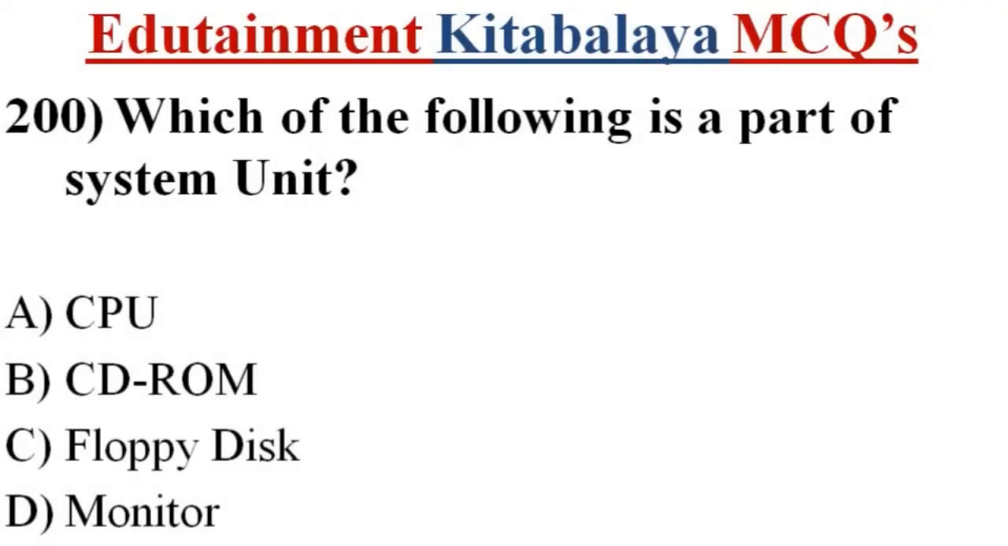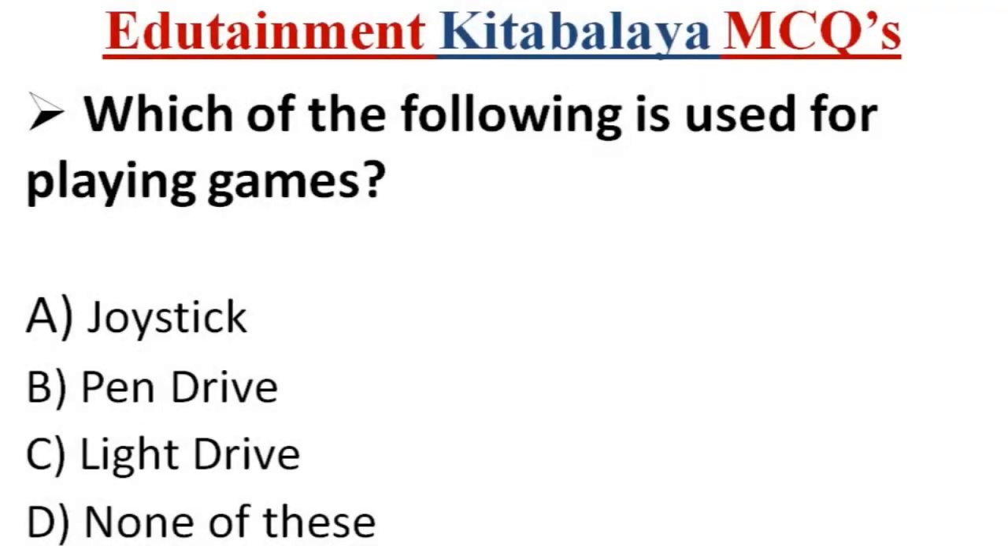Question number 200. Which of the following is a part of system unit? A. CPU. B. CD-ROM. C. Floppy disk. D. Monitor. Correct answer is A. CPU. Question of the day. Which of the following is used for playing games? A. Joystick. B. Pen drive. C. Light drive. D. None of these.